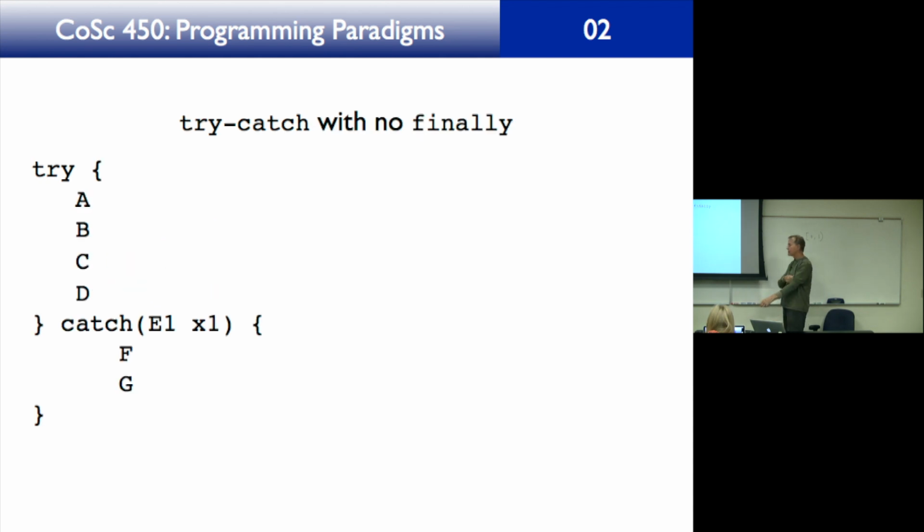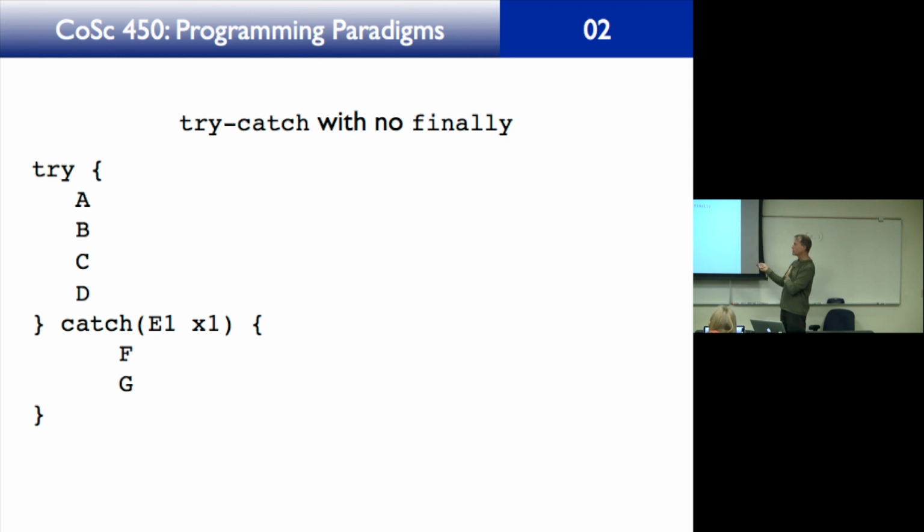Now, here is try-catch with no finally. Here's what happens, you guys. Suppose you say try, and then you have this A, B, C, D, these are Java statements, like assignment statements or some kind of computation statement. Are you with me? So try A, B, C, D, and then suppose you say catch E1 X1, and then we have F and G as the statements inside the catch body. And notice how we have the brace here, and the brace here, and the brace here, and the brace here.